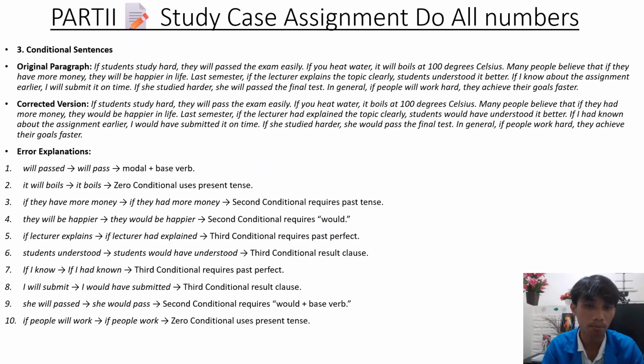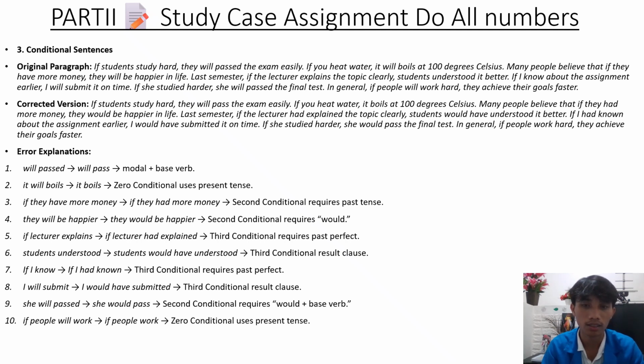4. They will be happier, change to they would be happier. Second conditional requires would. 5. If lecturer explains, change to if lecturer had explained. Third conditional requires past perfect. 6. Students understood, change to students would have understood.